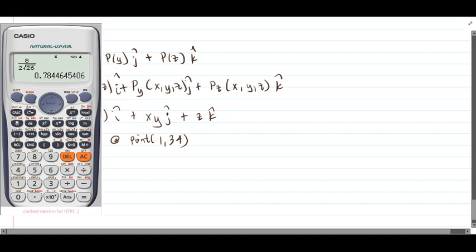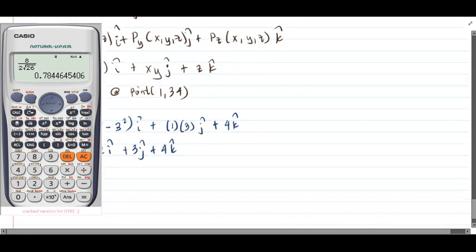So our x is equal to 1, so that will be 1 squared minus y is 3, so it will be 3 squared i hat plus, so that will be xy, so it will be 1 times 3 j hat plus z, our z is 4 k hat. No, simplifying, we have 1 squared minus 3 squared, so that will be negative 2 i hat plus 3 j hat plus 4 k hat, no? So if we're going to solve for the magnitude of our vector p, that will just be equal to the square root of negative 2 squared plus 3 squared plus 4 squared.